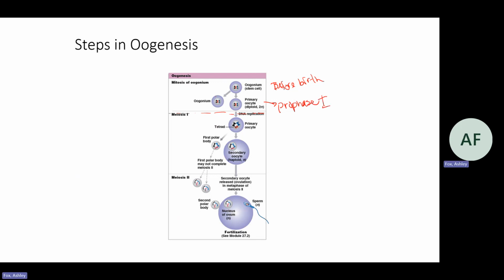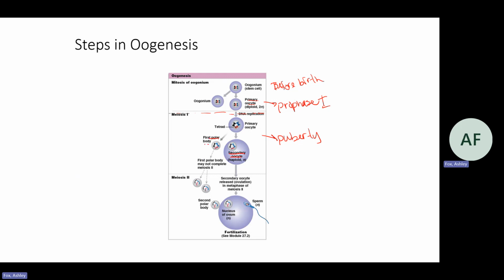And you have stem cells until we have all primary oocytes. Then at puberty each month, some of these primary oocytes are going to finish meiosis 1 and become secondary oocytes. Only one of these is going to be ovulated, which we'll talk about later.